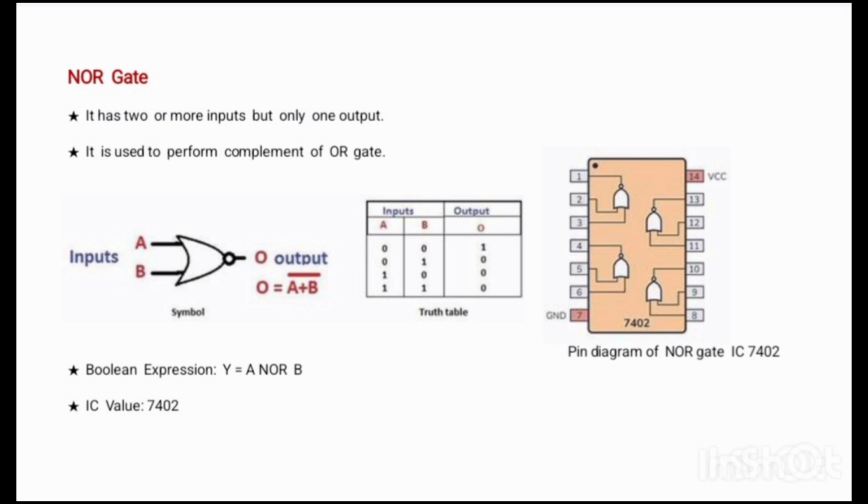This is the pin diagram of NOR gate IC 7402. This is the 14 pin IC, 7 pin ground, 14 pin positive VCC. Difference is that first pin is output, 2 and 3 pin is input. In IC 7402, there are 4 NOR gates. This is whole about NOR gate.